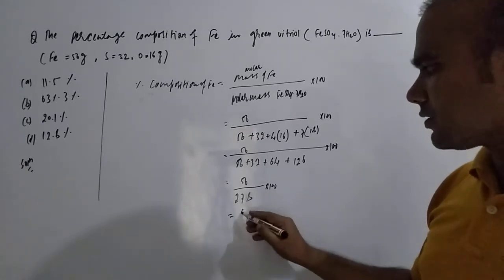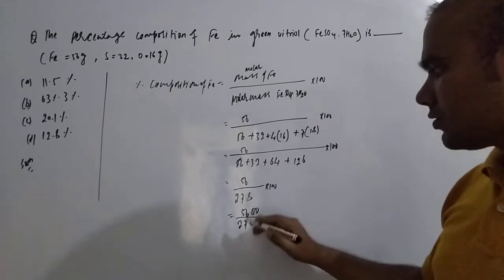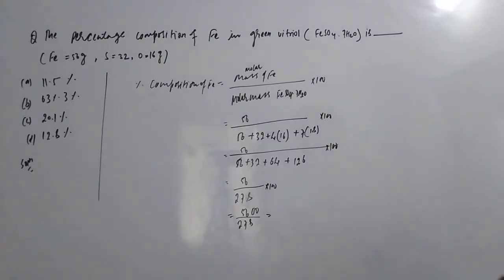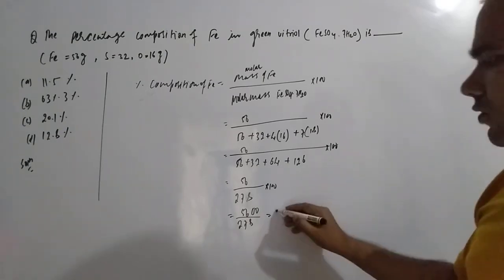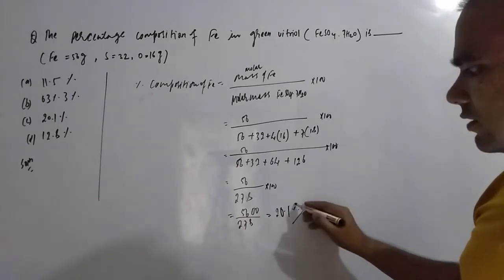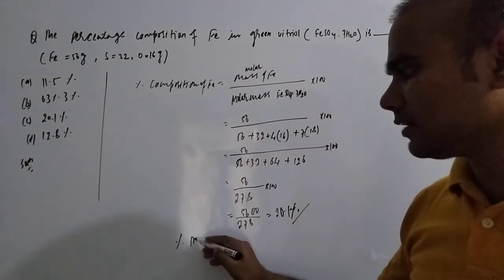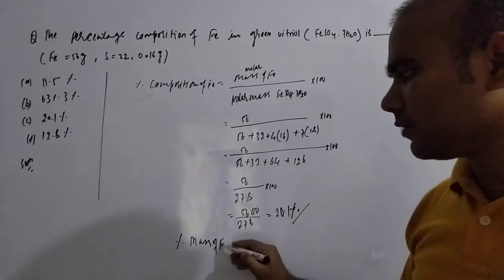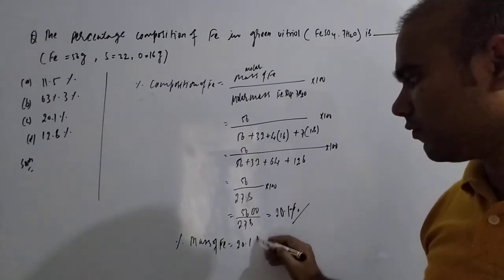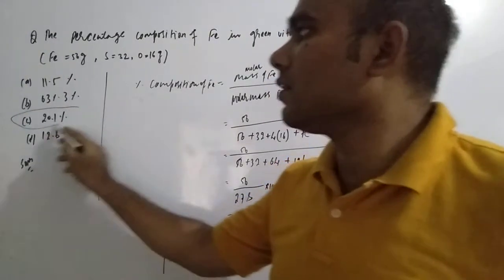So if you divide this, student, 5600 divided by 278. Okay, let us check how much percentage is coming. 5600 divided by 278, so it is coming to 20.1%. So percentage mass of Fe, how much percentage, student? It will be 20.1%. So try to match with the correct option, student. Option number C is the correct option.